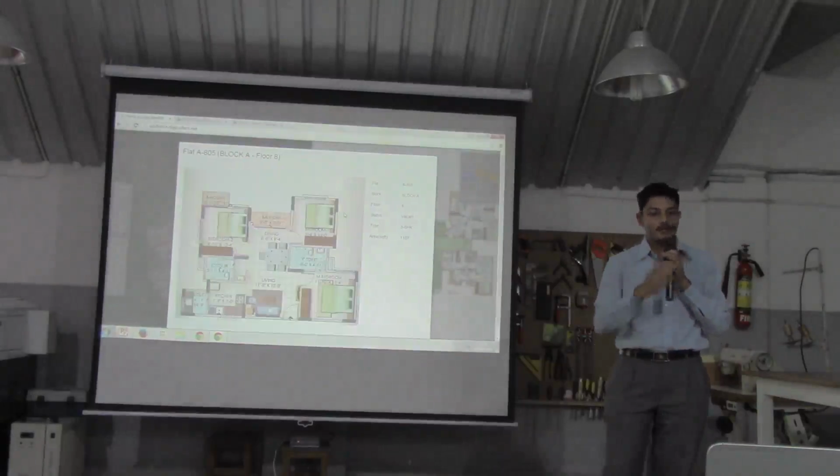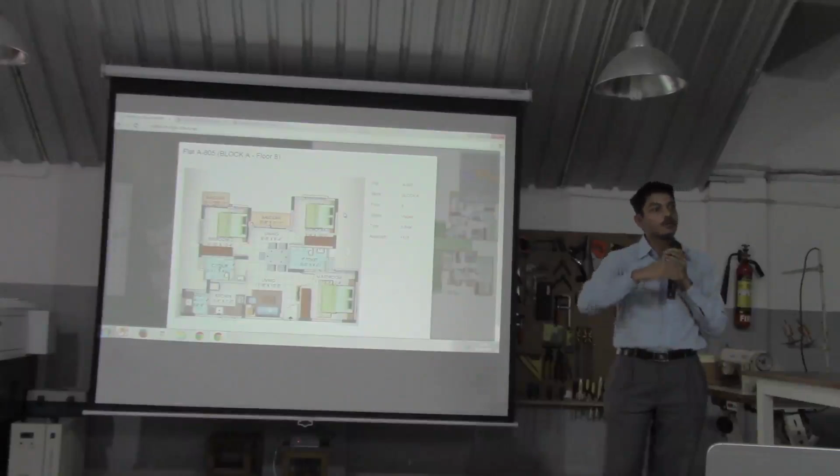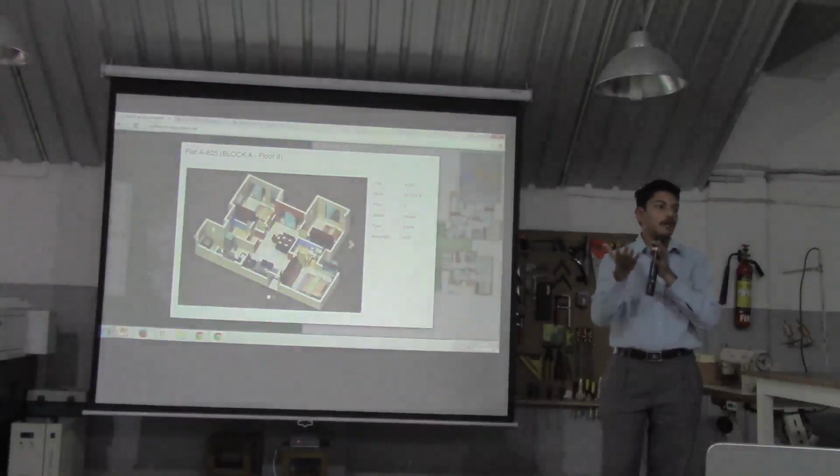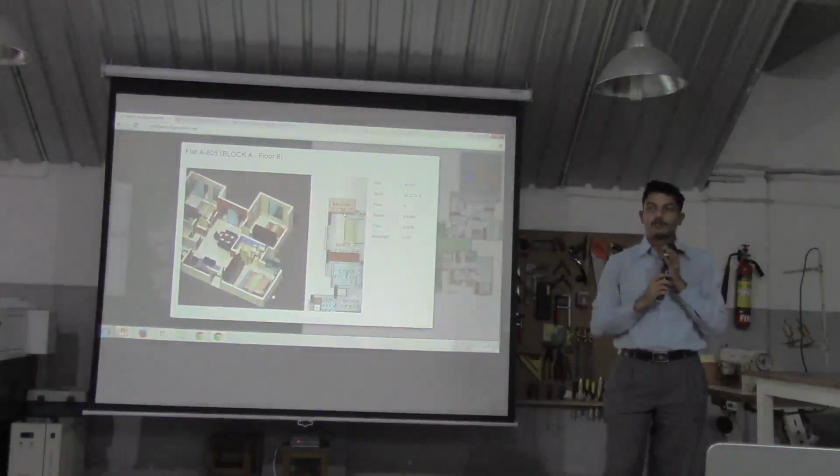So that is the main idea of showcasing how GIS or the visualization technologies can be used to take the data to the common man and show this is what is happening with the data that we have collected. So that is the purpose.